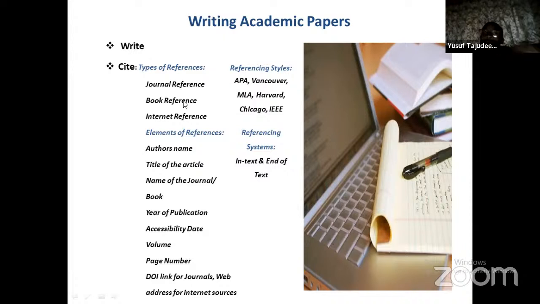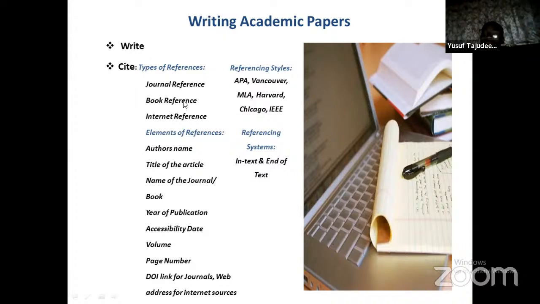We have the author's name. You need to include the author's name and the title of the article. The name of the journal, you need to include it. The year of publication, accessibility date, the volume, page number, and the DOI link where people can access that paper, you need to provide it. And the address for internet sources. Let's assume you are not using journals alone and you get information from the web. You can as well provide the address of that website, so that people can visit it and confirm that the information you are stating is genuine.